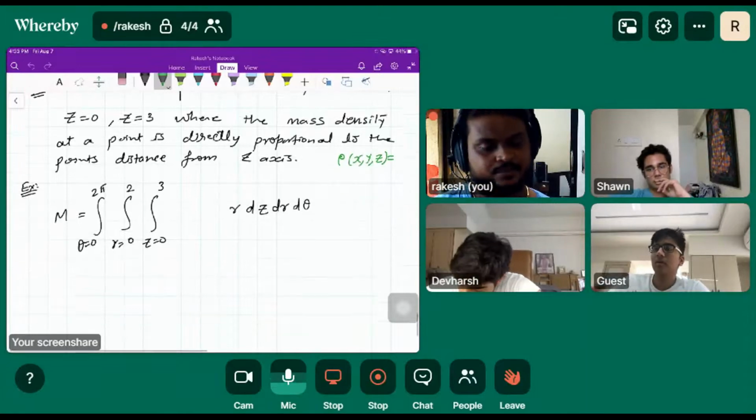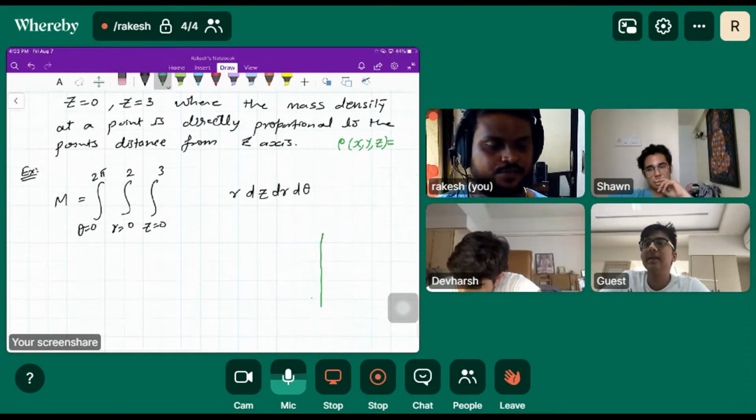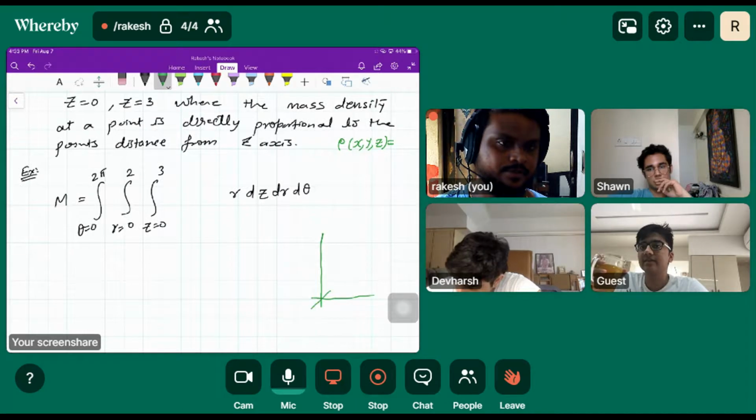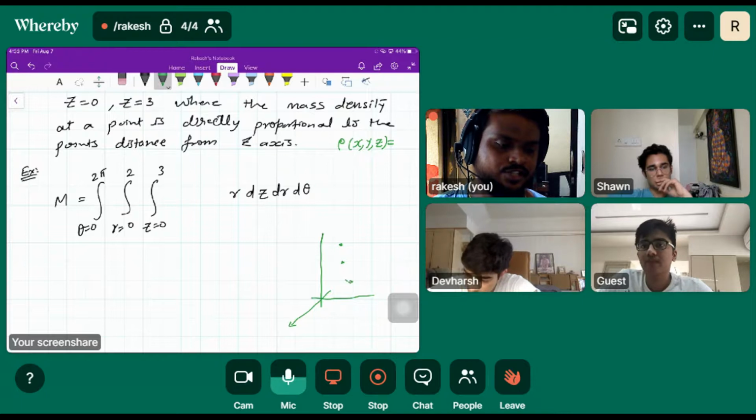See, perpendicular distance can be in any direction. Suppose this is the point, or this is the point. So the distance will always be the distance from the z-axis, right?